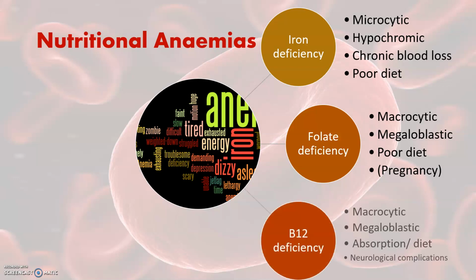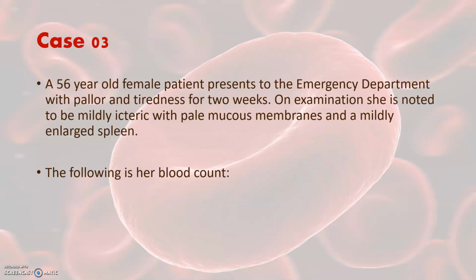And finally, B12 deficiency, which is again macrocytic and megaloblastic. It's most often due to poor absorption in things like pernicious anemia, but can also be due to diet, and in our setting, vegan diets such as seen in Rastafarians can cause B12 deficiency. Of course, one of the key things in B12 deficiency is that it can be associated with neurological complications. It's really important that you understand the detailed pathophysiology of the anemia and the neurological complications seen in B12 deficiency.